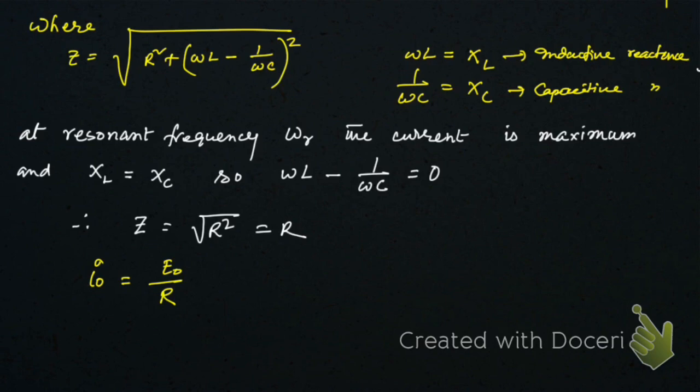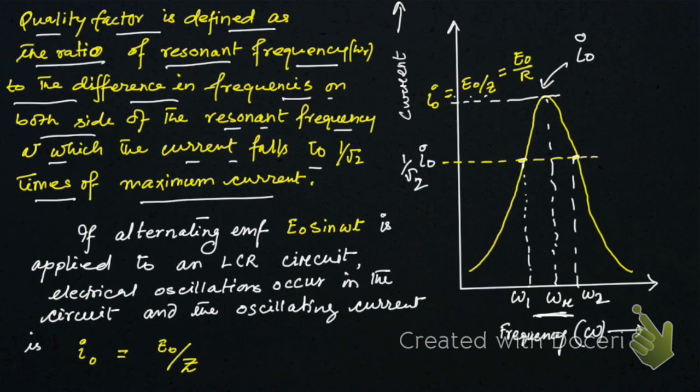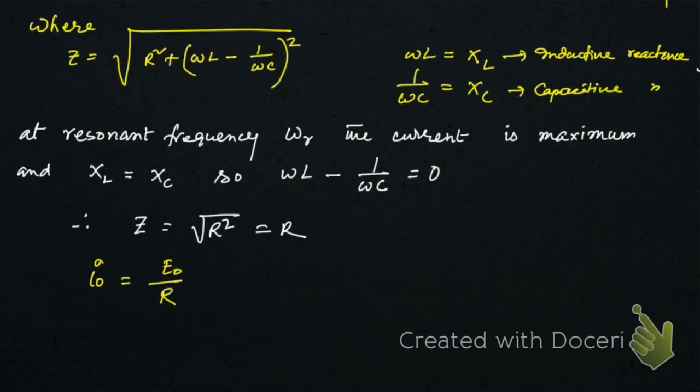Now if you observe the diagram, let me go to the previous slide. At these two frequencies, omega 1 and omega 2, the current is 1 by root 2 times I naught, that means 1 by root 2 times the maximum current. This is at resonant frequency, that is when XL is equal to XC.